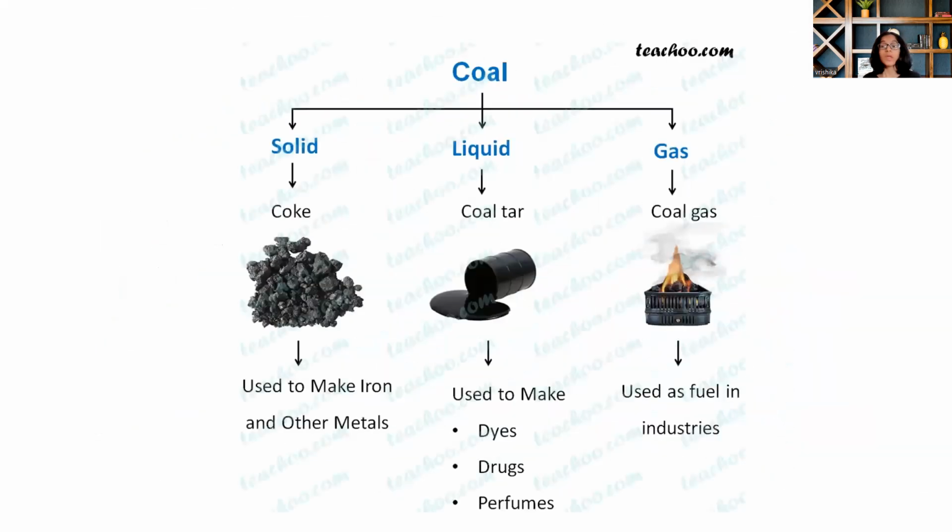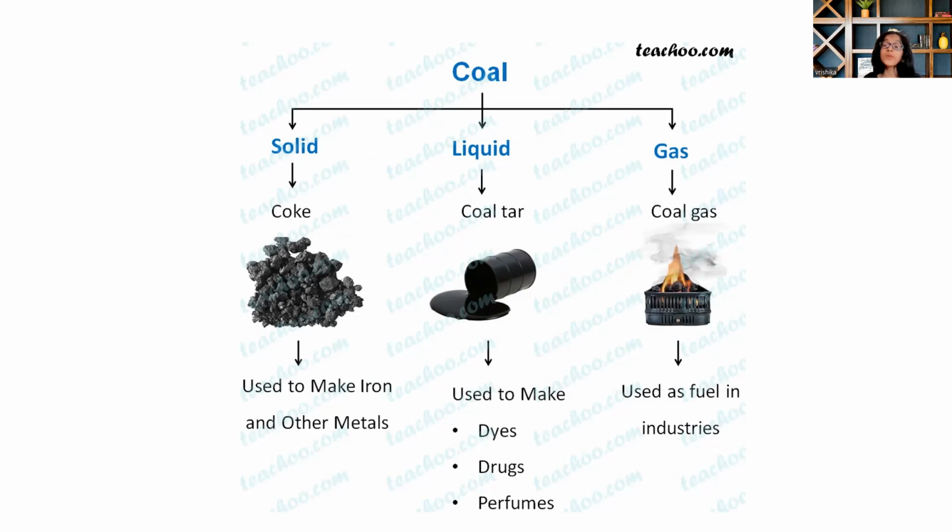Now let us see. Coal is present on the earth in three forms: solid, liquid, and gas. Solid is present as coke, liquid as coal tar, and gas as coal gas. Now let us see the first one. It is coke. Coke's features are similar to that of the coal, except it is porous and is black in color. It is tough. It is used to make iron and other metals. It is also used for the extraction of many metals.